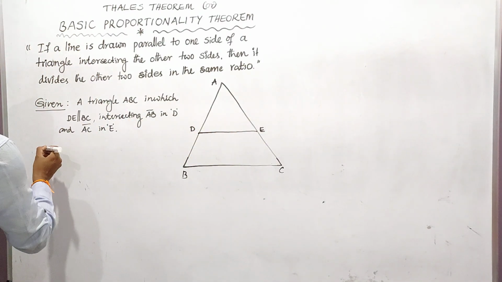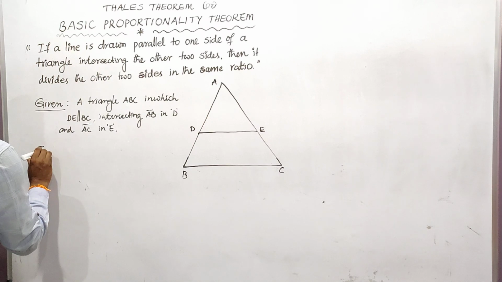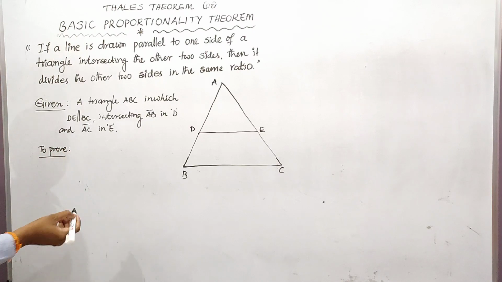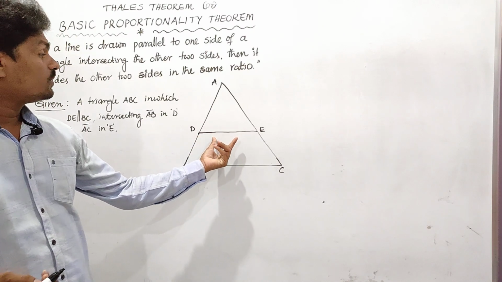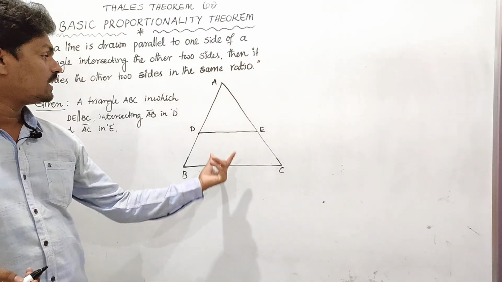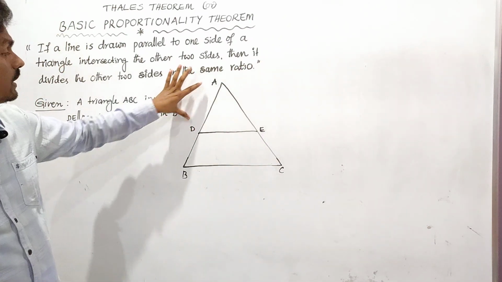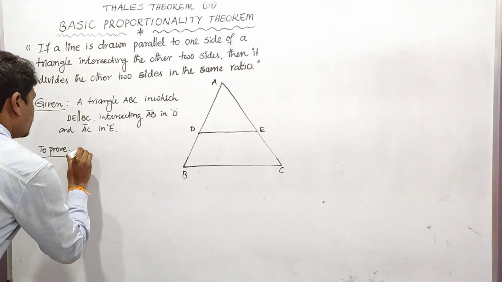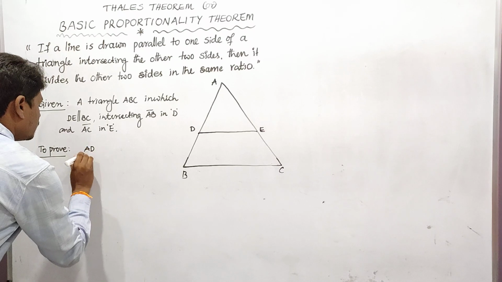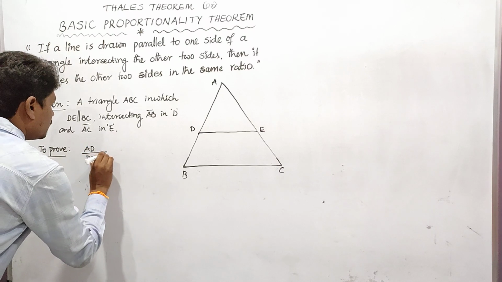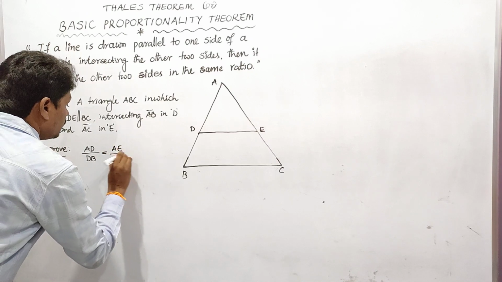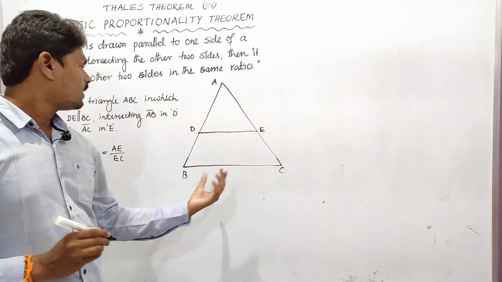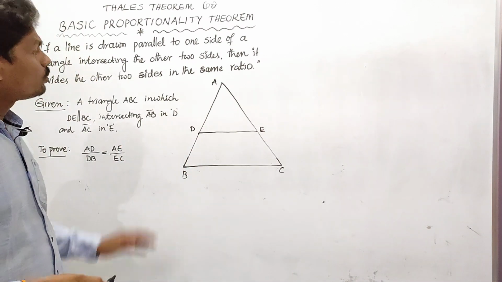So the second one, student, to prove. What we have to prove? If DE is drawn parallel to BC, then DE divides the other 2 sides in the same ratio, that is AD by DB is equal to AE by EC. That we have to prove, student. So I am writing AD by DB is equal to AE by EC. This is to prove.